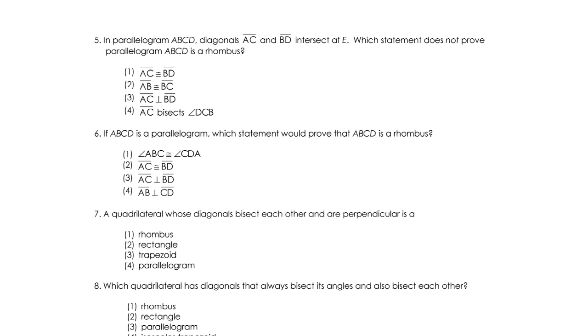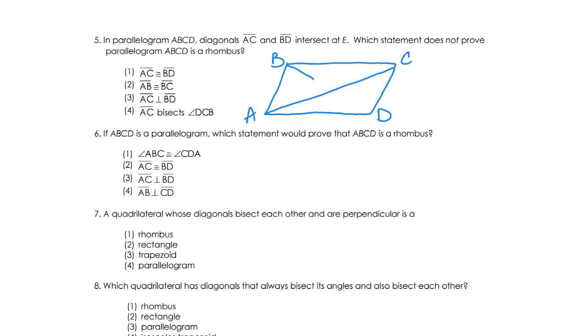All right, we're on the back side of day 7 notes, and we have more multiple choice questions. Number 5 says in parallelogram ABCD, so let's draw it out. It says the diagonals AC and BD intersect at E. Which statement does not prove parallelogram ABCD is a rhombus? So I'm going to also draw a rhombus.